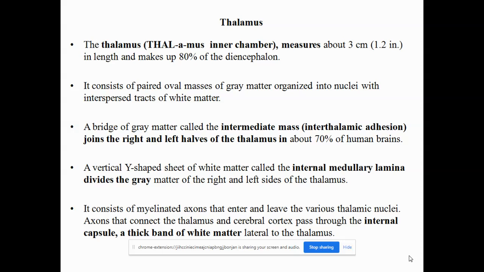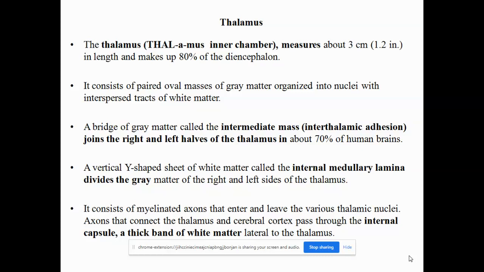You can recall that the spinal cord contains gray matter on the inside and white matter on the outside. But here, the gray matter is present outside and white matter is present inside. So, it consists of gray matter, which are paired oval masses. They are organized into nuclei and on the inside it contains white matter.